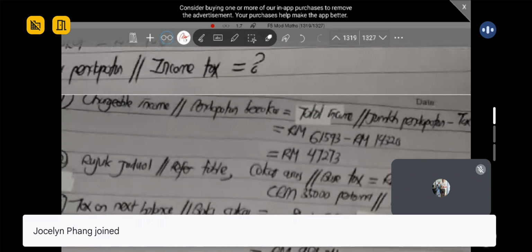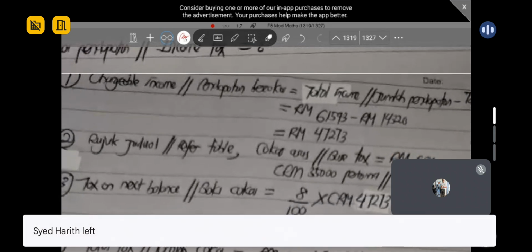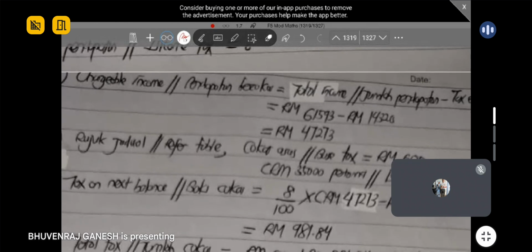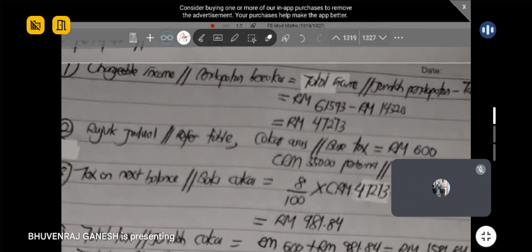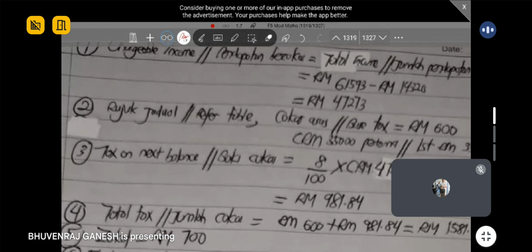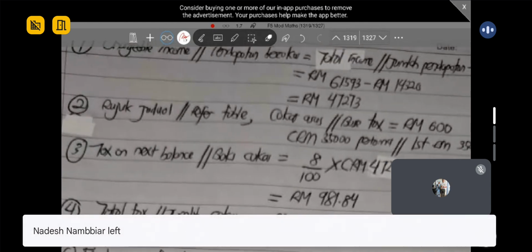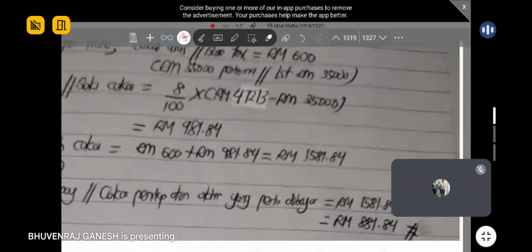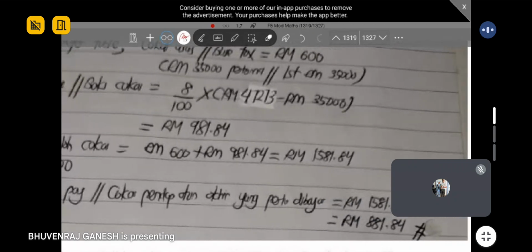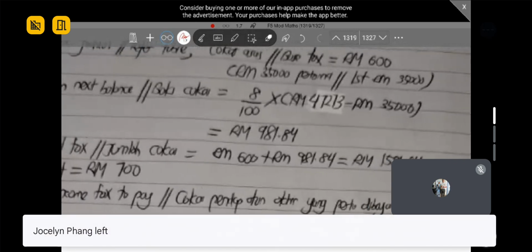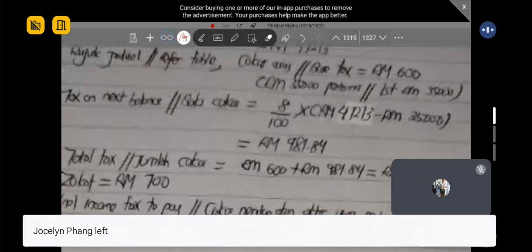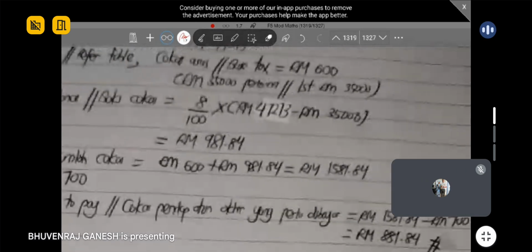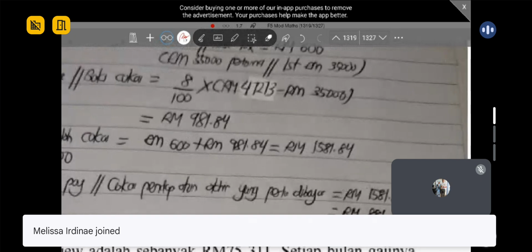Then third step, again is the same. You count the tax on next balance, baki cukai. So you will get 981.84. And then the fourth step, you count the total tax, jumlah cukai. You will get this value. And then finally, you want to count your final tax, you take your total tax minus the zakat. Zakat in this case is 700. So this will be your final answer.